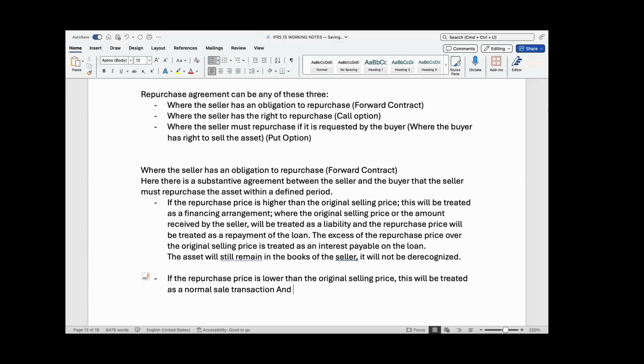Okay. And the repurchase of the assets is seen as an acquisition of a new asset at the agreed price. And that's it for this one.